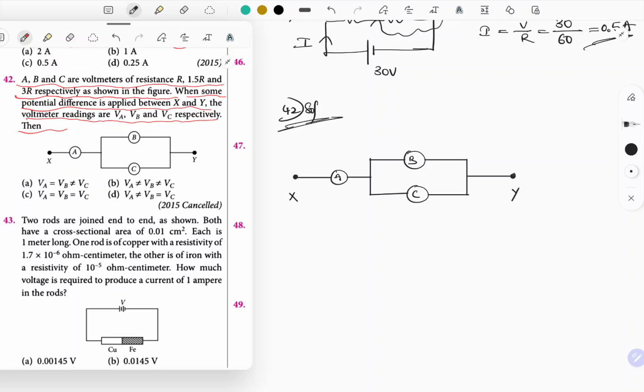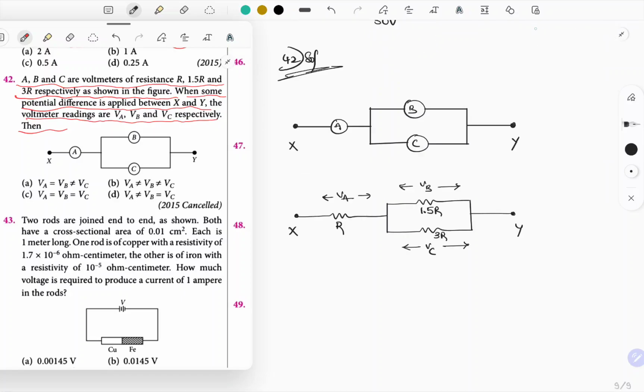Okay, so let me replace this circuit in terms of the resistors. Just observe the second circuit. I just replaced all the voltmeters in terms of their resistors. So we know one thing, that whenever there is a parallel circuit, the voltage across the parallel branches is always the same, right? So that is the thing we can directly answer. That means VB is equal to VC because they are connected in parallel. We can assure that. But we have to compare with A also.